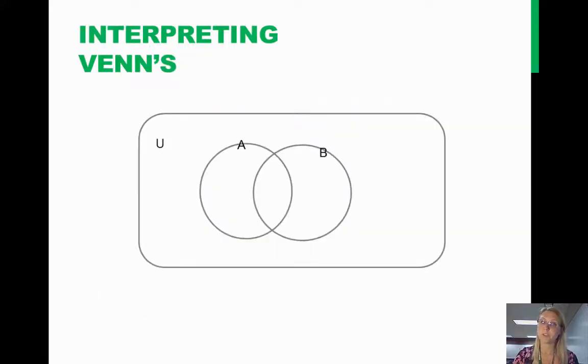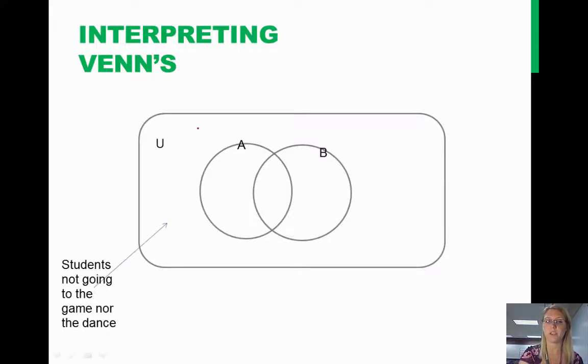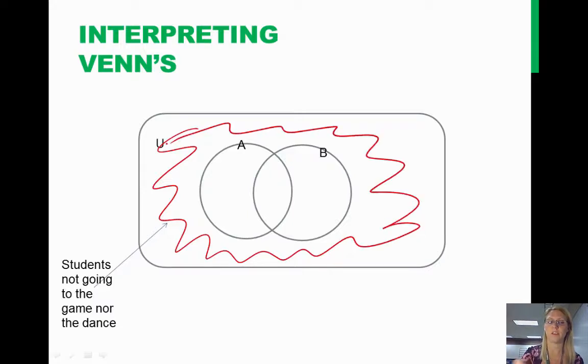We're going to interpret some Venn diagrams, and we're looking at whether students are going to the homecoming game or the homecoming dance. Here, if I were looking at just this area right here, outside of the sets, those are the students that are going to neither the game nor the dance.